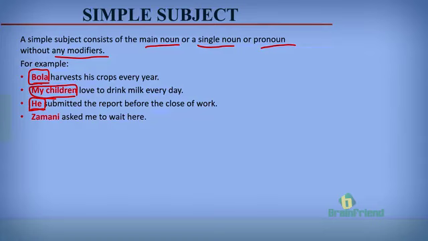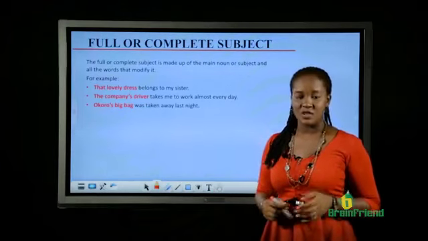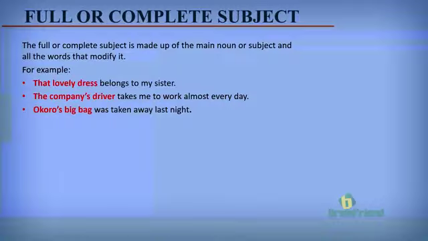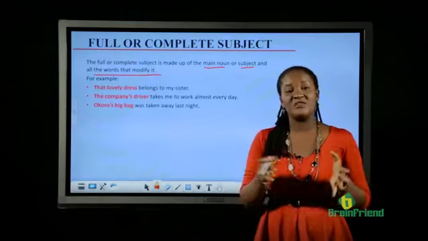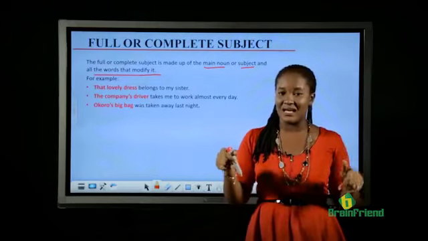And lastly, we have, Zamani asked me to wait here. Zamani is also a single noun. So these are examples of simple subjects. The second type of subject is the full or complete subject. What is a full or complete subject? A full or complete subject is made up of the main noun or subject and all the words that modify it. It's made up of the main noun or the main subject and other words that modify that subject.